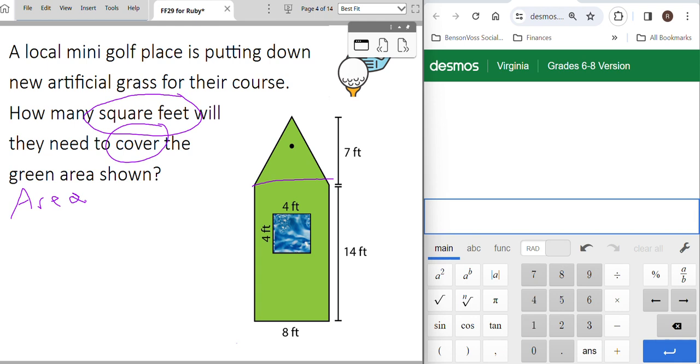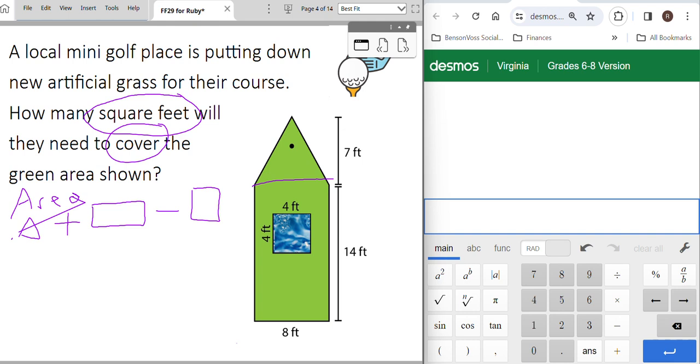So the first thing I'm going to do is I'm going to say, okay, I want to do a triangle first. Then I'm going to add the area of my rectangle. I'm just drawing pictures. But then I'm going to subtract the area of that square. All right. So I'm going to start with my triangle.